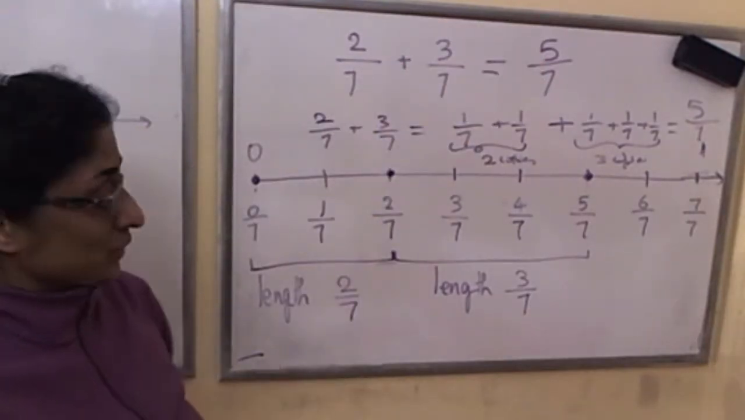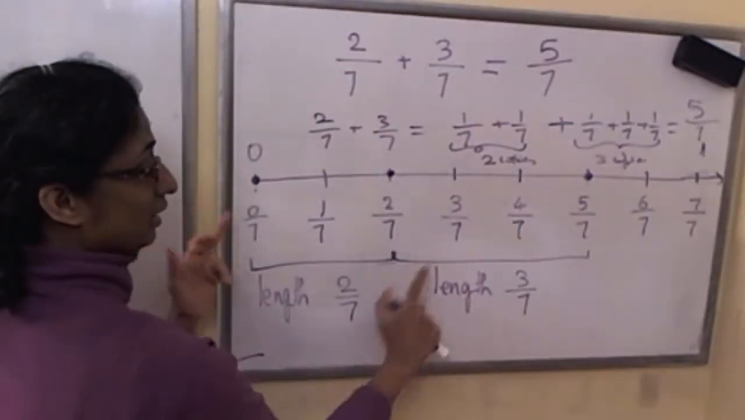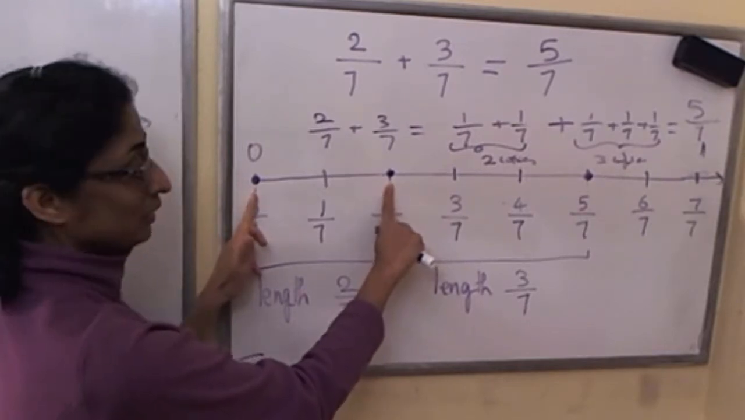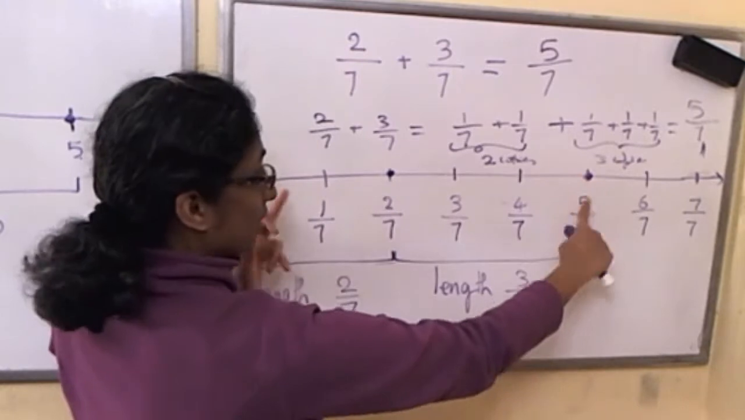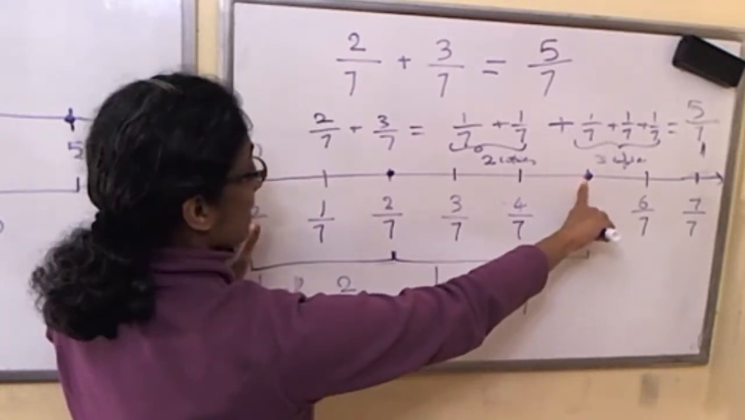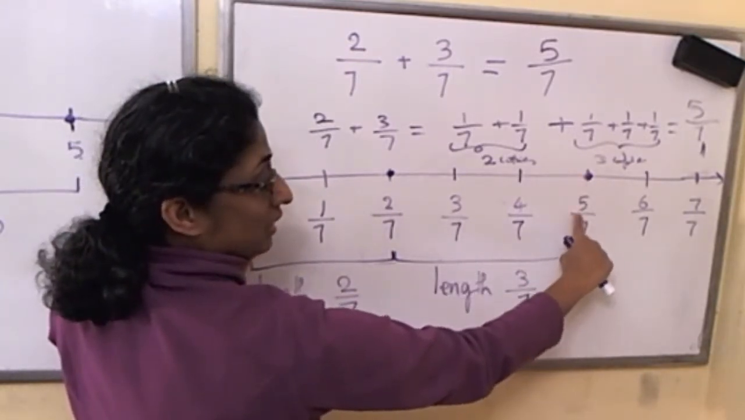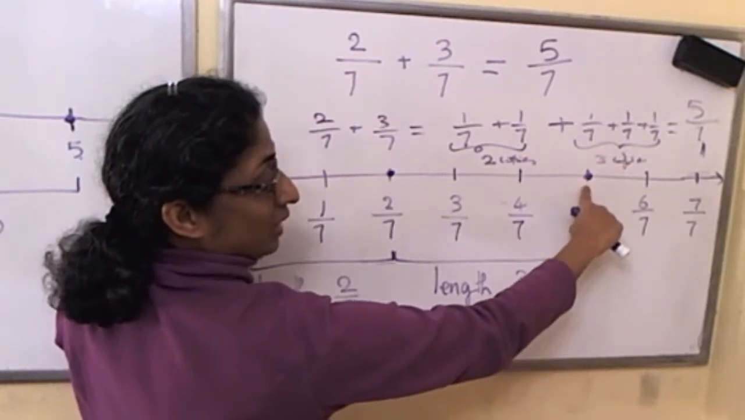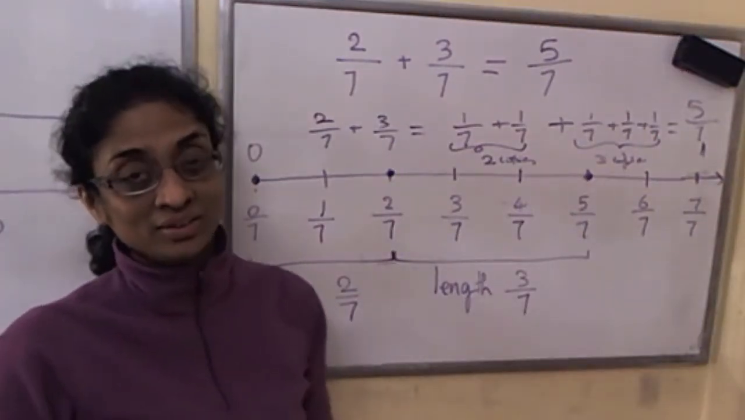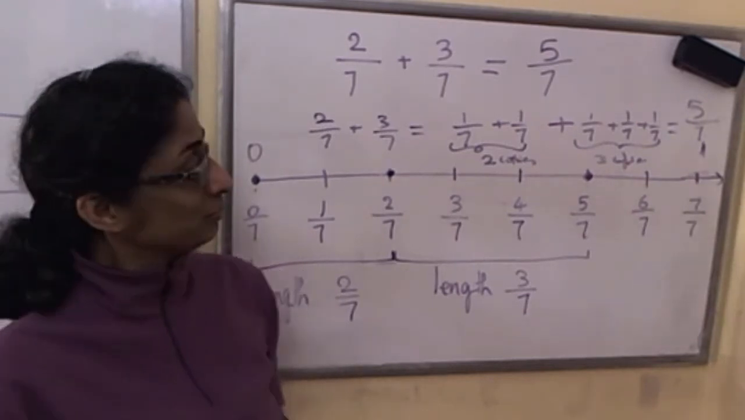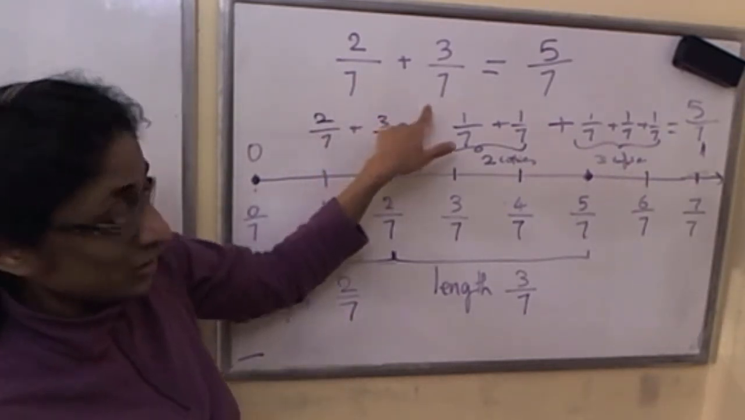The concept is exactly the same. On the number line, this piece is of length 2/7. We attach to it another piece of length 3/7. Then we get a long segment, and its length is 5/7, and there it is, 5/7, at that right-hand point staring at you. So that's how we add fractions with the same denominator.